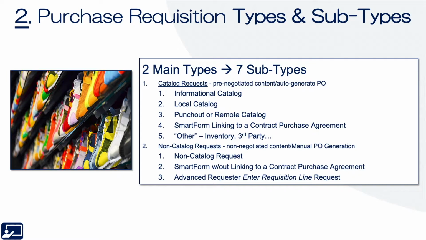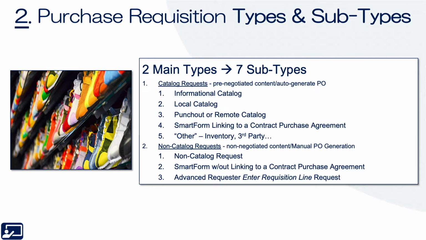Topic 2, requisition types and subtypes. I've broadly broken requests or requisitions into two categories, catalog requests or non-catalog requests. That's largely because the industry calls them that. Truly, catalog is a bit of a blanket term for what we'll call pre-negotiated content. What do you mean? Well, an informational catalog is a pointer to another website or URL. So it's not really an item, but it will point you somewhere, like a policy or a reservation portal, where pre-negotiated content lives.